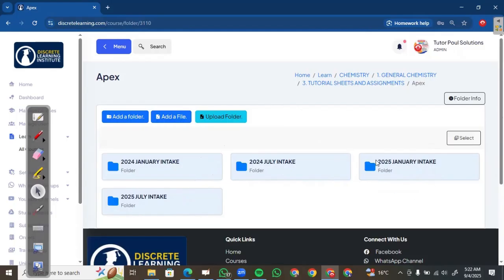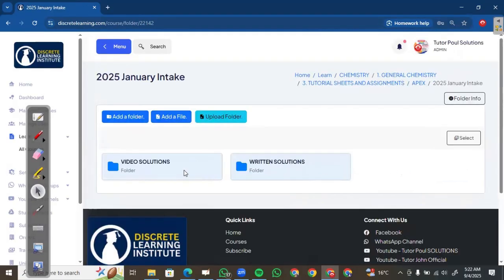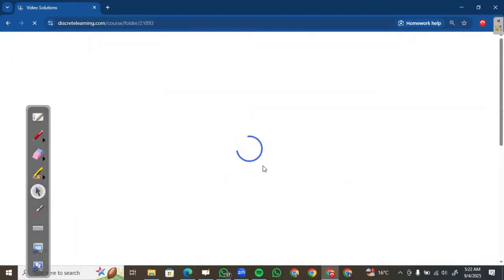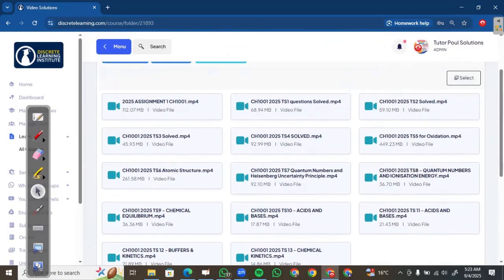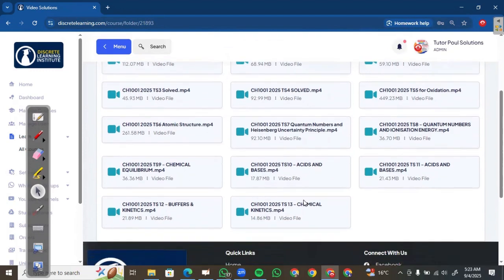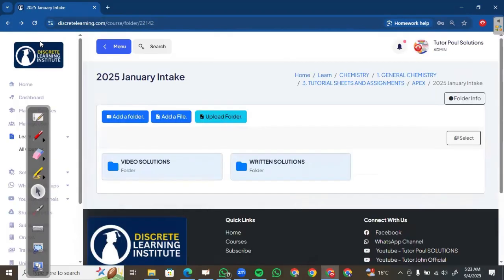You can go in this folder and learn, all the tutorial sheets are solved here from tutorial sheet 1 all the way up to tutorial sheet 14 when you go to January 2025 here. If I open it and you go to the video solutions, we also have written solutions there. You can see all these videos all the way from tutorial sheet 1, the assignment 1, the assignment 2, all the way to tutorial sheet 13. So you can learn at your own time. It is a very good portal.